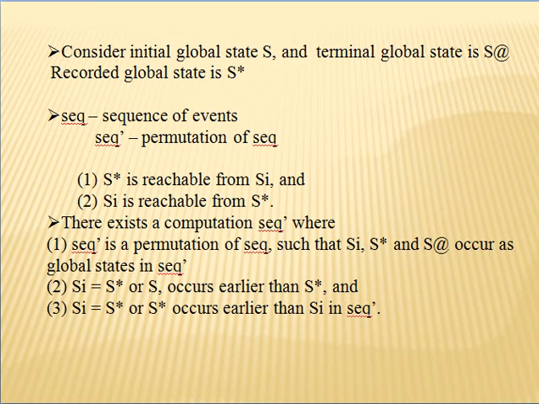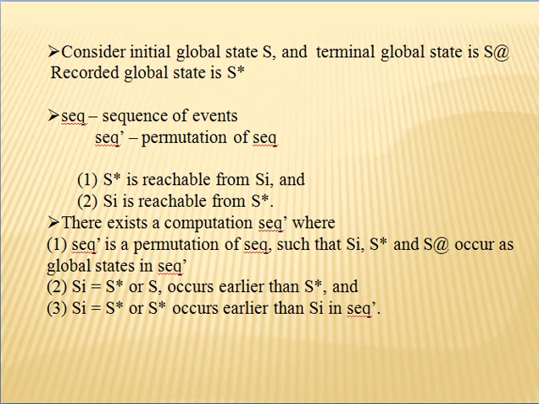Specifically, we can see from this that there exists a computation sequence S dash. Sequence S dash is a permutation of sequence S such that the initial state S and the terminate state, and the recorded global state S star, occur as global states in sequence S dash. The initial state S dash occurs earlier than our recorded state S star, and S star occurs earlier than the terminate state.